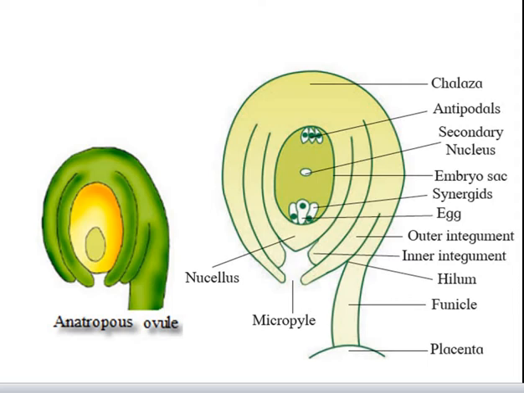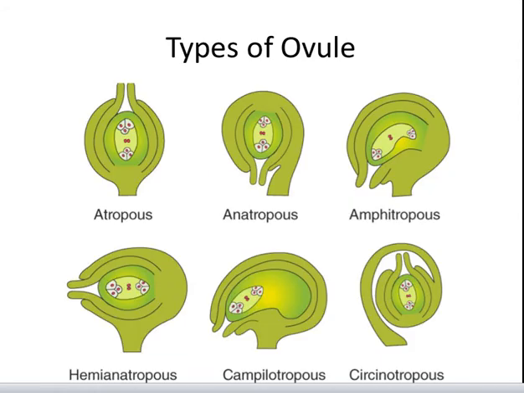Each ovule develops inside the ovary and is attached to the placenta by a small stalk called the funiculus. The place of attachment of the funiculus with the main body of the ovule is called the hilum. In angiosperms, the most common type of ovule is anatropous, in which the micropyle is directed downwards and is present adjacent to the funicle. There are various types of ovules which are classified on the basis of the direction of the micropyle opening.